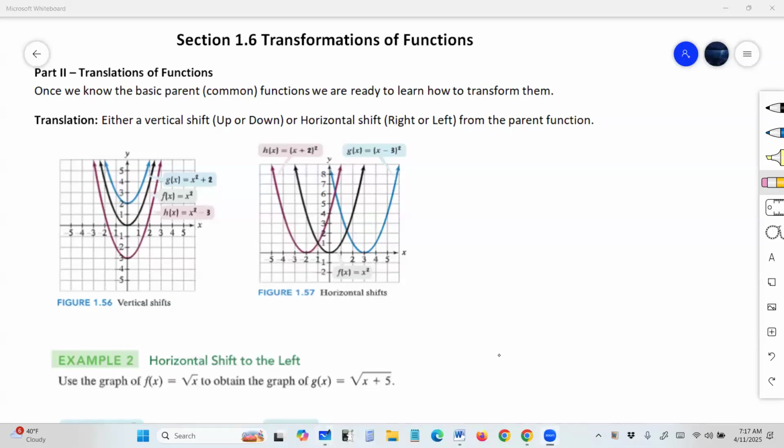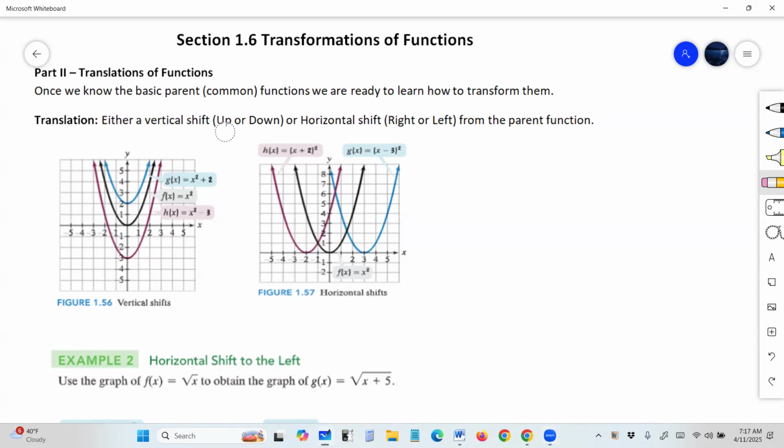Hi, hello everyone. This is the video dealing with section 1.6, transformations of functions, and this is the second part where we go over the translations of functions. This is the first type of transformation that we can do on functions, and there are two types of translations.